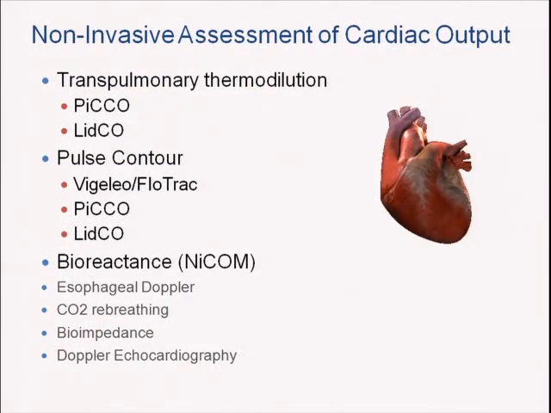So what about non-invasive assessment of cardiac output? And the real value of this number is not its absolute number. So if the cardiac output is 2 or 2.4, really doesn't help you much. What you really want to know is how the cardiac output changes with a therapeutic intervention. So there are a number of minimally invasive or non-invasive technologies, including transpulmonary thermodilution, pulse contour, which has become quite popular, and there are basically 3 commercial devices, Vigileo/FloTrac, PiCCO, and LiDCO, and bioreactance, NICOM, which we're going to talk a little bit about.